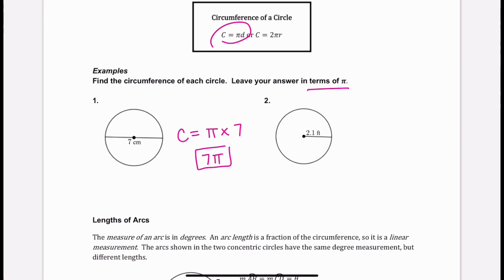Number 2, I have the radius. Now, circumference is pi times our diameter. If I want to find the diameter, I have to take that radius and multiply it by 2, because both of these are 2.1 feet, which would give me 4.2. So pi times 4.2, we usually just write this as 4.2 pi.